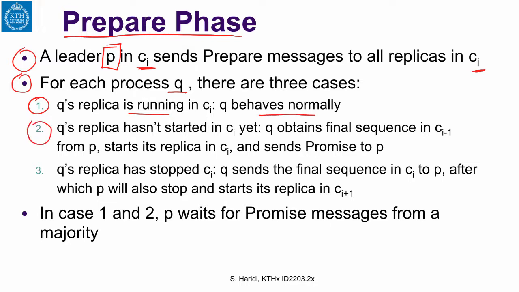Or the process's replica hasn't started this configuration yet. The process Q then obtains the final sequence from P and immediately starts the replica in C_i and sends a promise to P within the new configuration. This is basically saying, okay, I don't wait for my replica. I have already got the final sequence from the leader, and I can just continue to the next configuration.